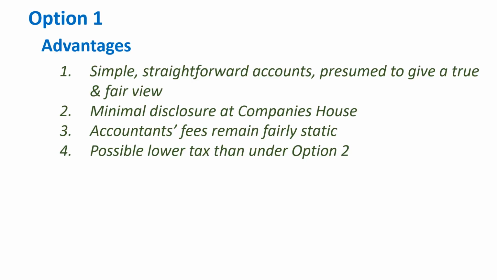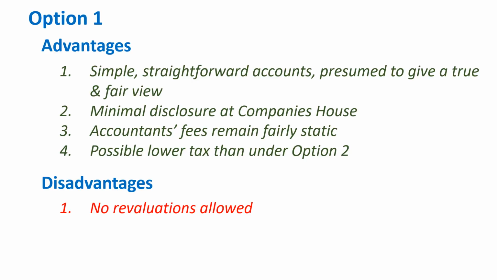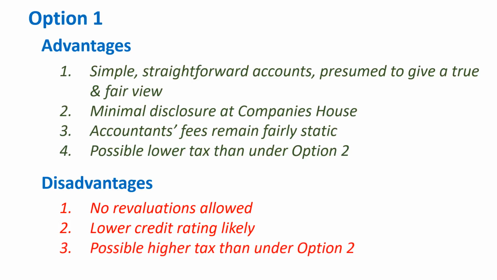However, there are some very major disadvantages. No revaluations are allowed. That means assets are stated at cost. If you have had revaluations in the past, you could find tens of thousands or even hundreds of thousands written off your balance sheet. This would most likely mean you would end up with a lower credit rating. And certainly because of the minimal disclosure at Companies House saying very little about your company, you are also likely to have a lower credit rating and therefore find it difficult to obtain credit and finance. And a bit of a paradox, it's also possible you could end up paying higher tax than you would under Option 2.